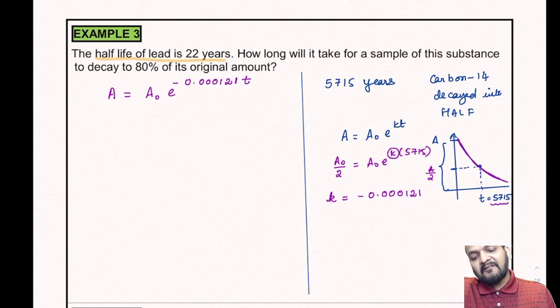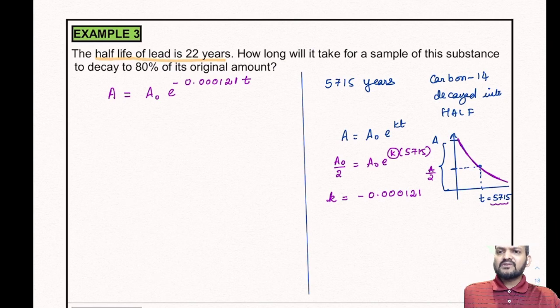So it says the half-life of lead is 22 years, right? Half-life of lead is 22 years. How long will it take for a sample of this substance to decay to 80% of the original amount?